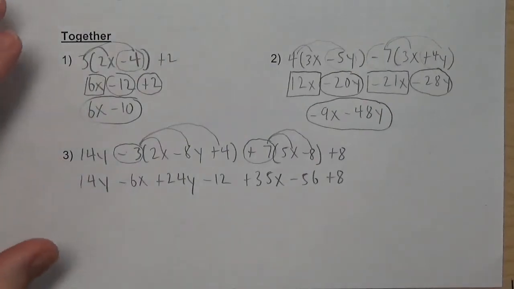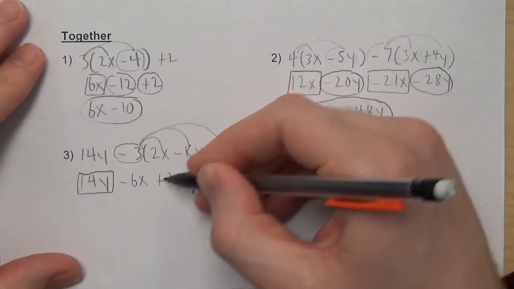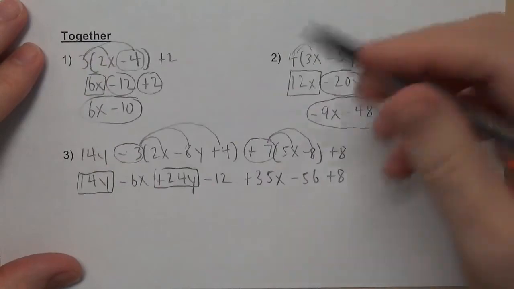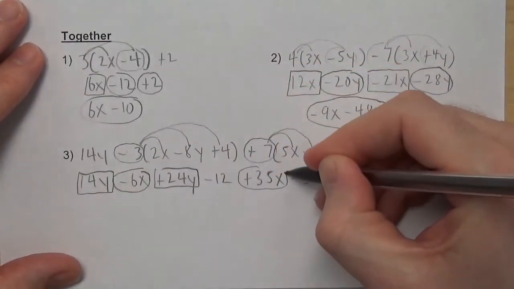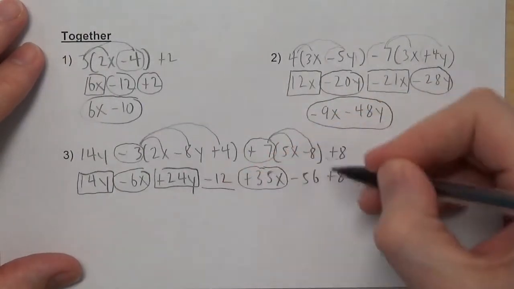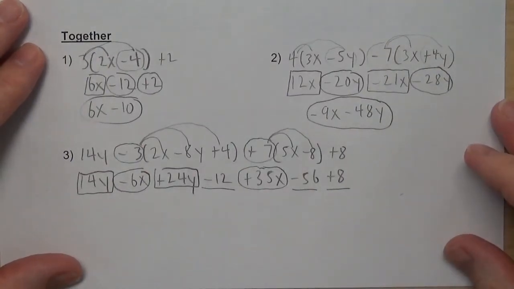So now we have to identify our like terms here. We've got, let's see, 14y. Any other y terms? Yeah, we got plus 24y. I think that's it for the y terms. We've got x, negative 6x, positive 35x. And then we have several constants here, negative 12, negative 56, positive 8, that we need to combine as well.